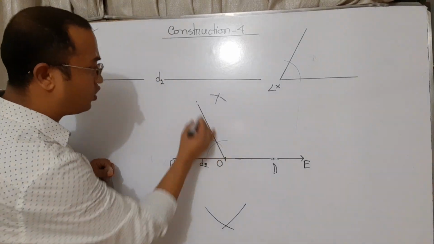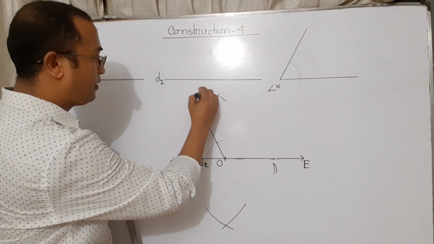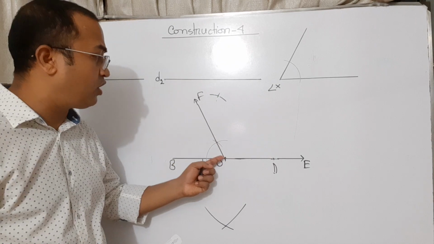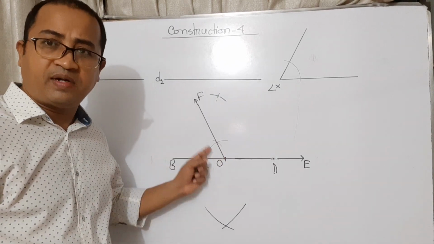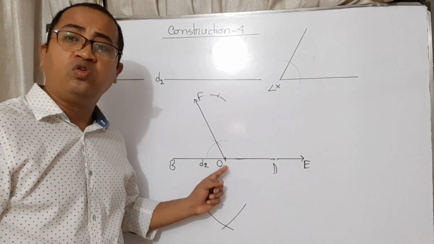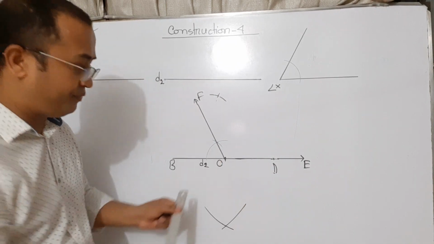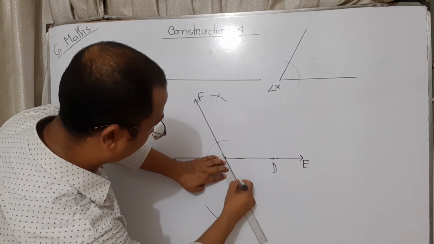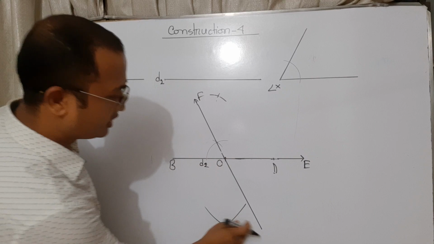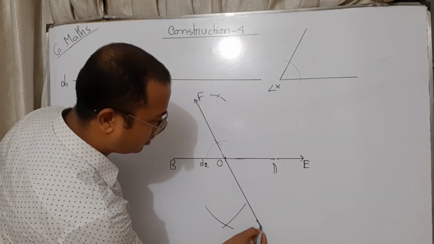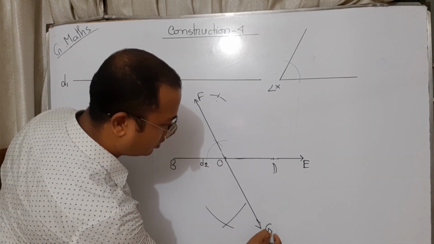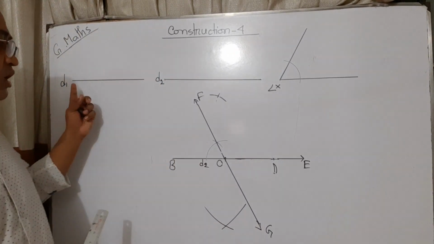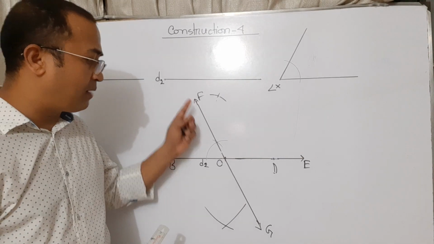This is angle BOA. Now extend the line AO up to G, in the opposite direction of OA. So this is OG. Now look, we will take the diagonal D1 from the line AG.